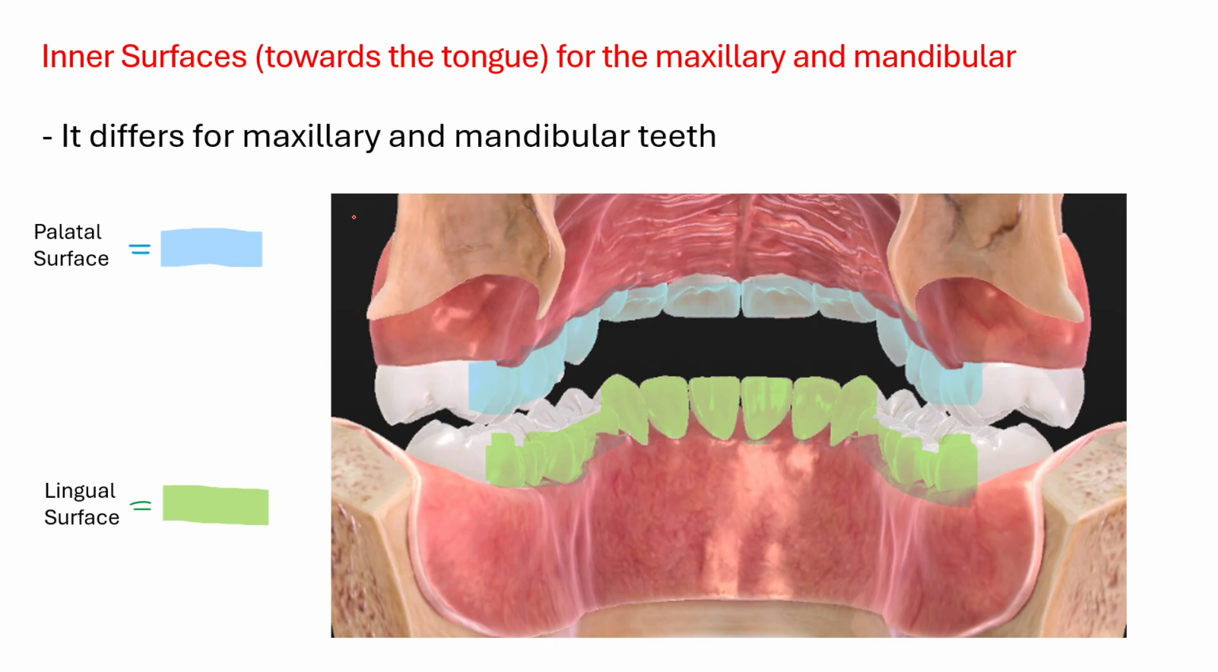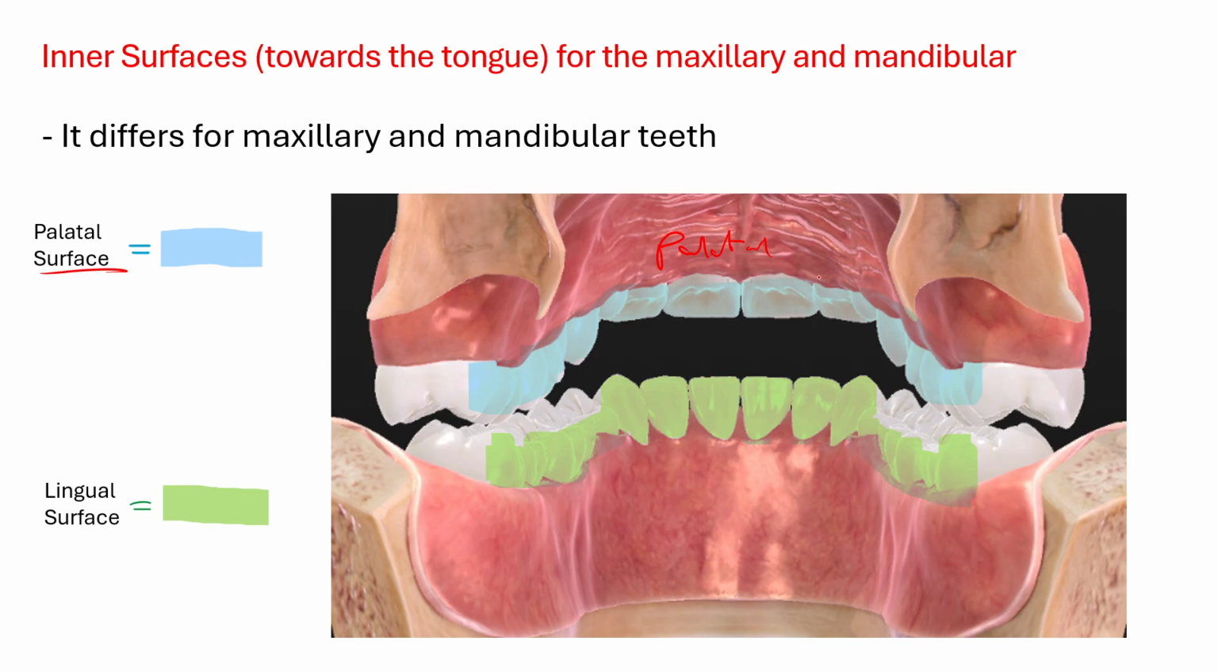For the inner surfaces, the surface towards the tongue, it differs for the maxillary and mandibular teeth. So for the upper teeth, the maxillary teeth, it is called the palatal surface, right over there. And for the lower teeth, the surface that is inside the mouth, or facing towards the tongue, is called the lingual surface.